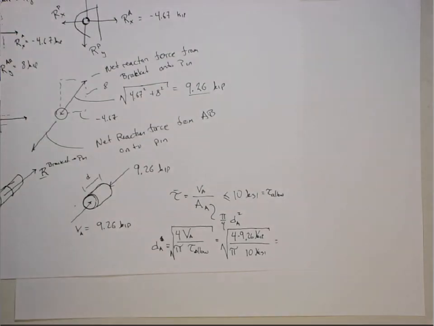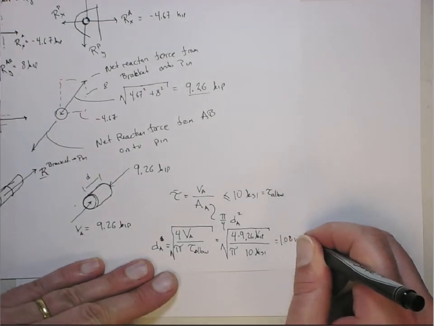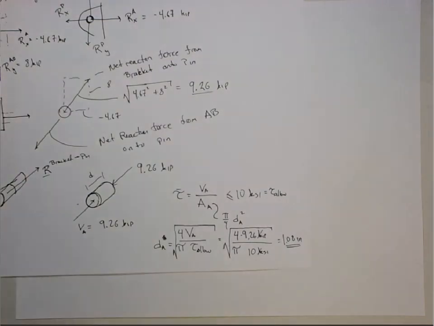doing the math, 4 times 9.26 is 37. Let's divide that by pi. And let's divide that then by 10. And then we take the square root of 1.17. And that gives me 1.08 inches. Okay, so the diameter of the pin there has to be 1 inch.